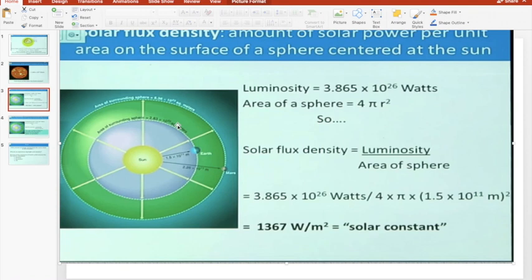Now what happened? Here we put the formula for the area of a sphere, that is 4πr², and r is our 150 million kilometers. It is in meters over here, we can just convert it. And this is the luminosity generated from the sun's surface. So when we divide, we get 1367 watt per meter square. This much watt is basically received by the earth per square meter. That much watt energy is falling on one square meter. That is your solar constant or solar flux density.